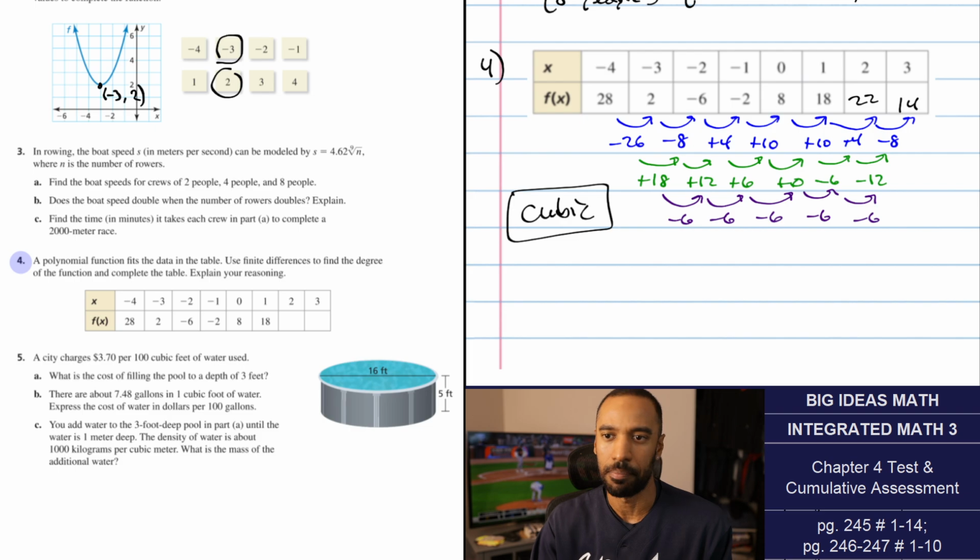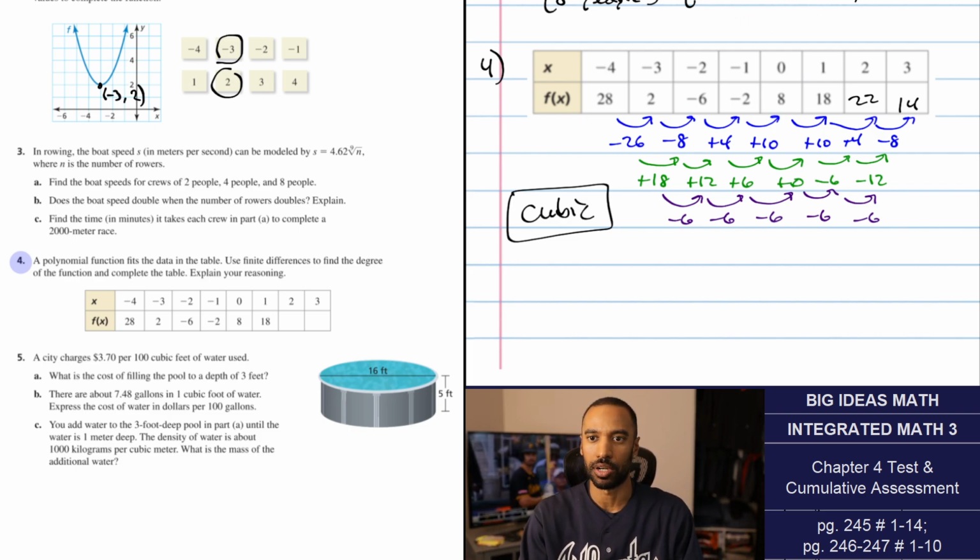And then if that's the case, you could also plug them into your calculator, into your cubic. Just for the sake of practice, because we didn't see this in the review, let's go to our stat edit and type in these numbers. Negative 4 for x. I'm using my table. Negative 3, negative 2, negative 1, 0, 1. Oh, hold on. We don't know 2 and 3 yet technically, so let me get rid of those. Then we have 28, 2, negative 6, negative 2, 8, and 18.